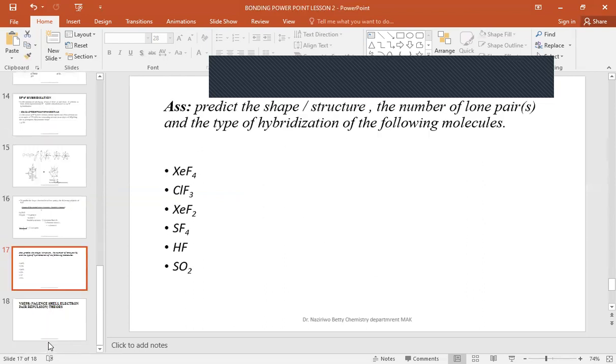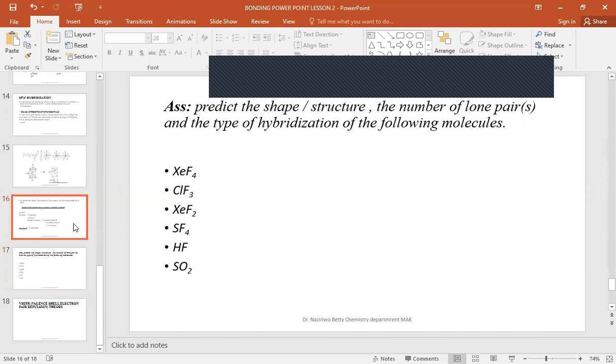An assignment I can leave you with: predict the shape or structure, the number of lone pairs, and the type of hybridization of the following molecules: xenon tetrafluoride, chlorine trifluoride, xenon difluoride, sulfur tetrafluoride, hydrogen fluoride, and sulfur dioxide.